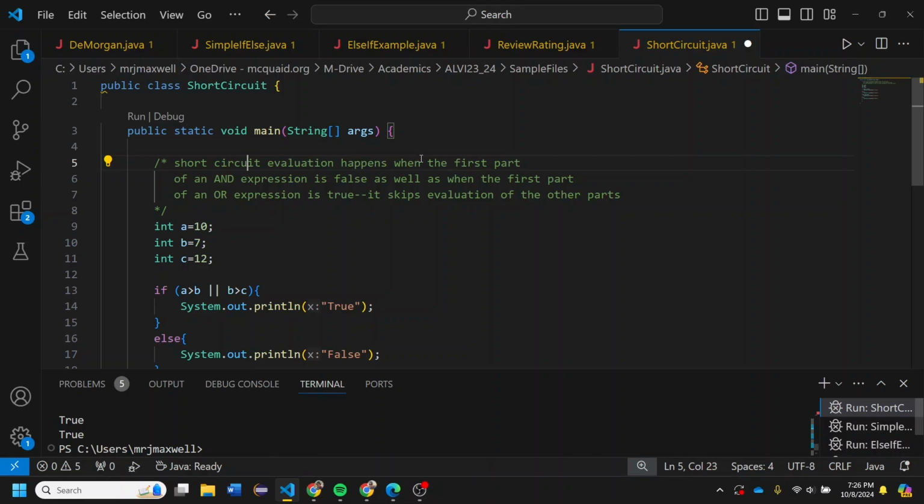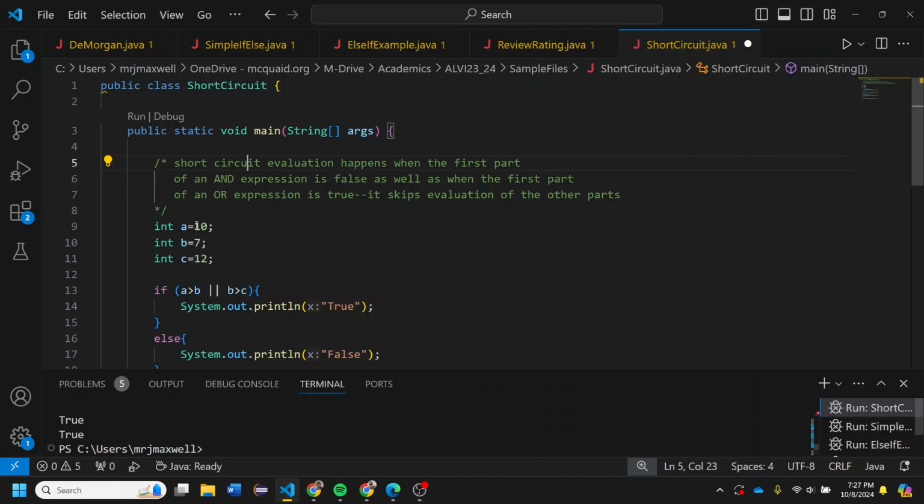But this concept is short circuit evaluation, and it occurs when the first part of an OR condition is true. It doesn't matter what happens in the later parts, as long as one part of an OR condition is true, it's all true. So the other way that short circuit evaluation occurs is when the first part of an AND condition is false, then it doesn't matter about the second part because they both have to be true in order for it to evaluate to true. If one part is false, then it won't even look at the second part.